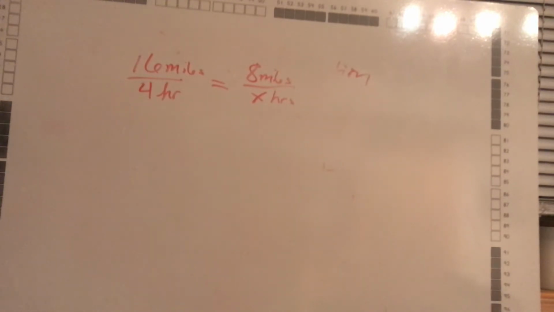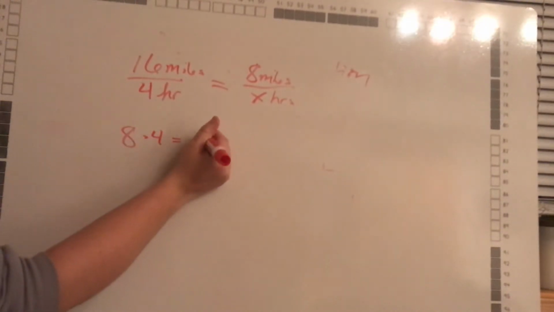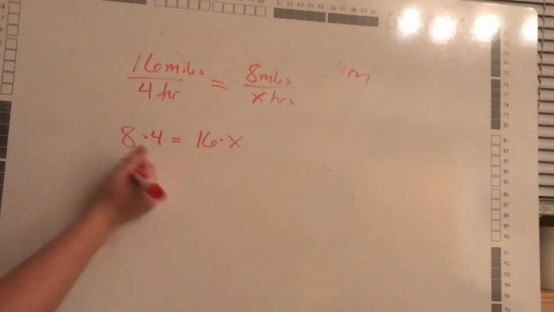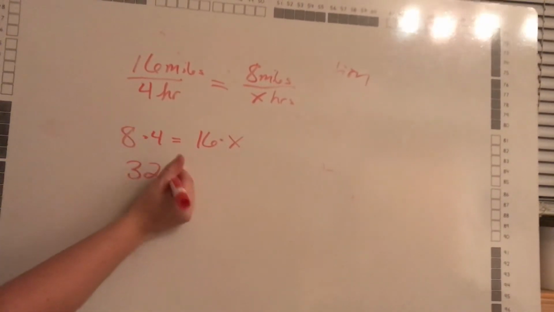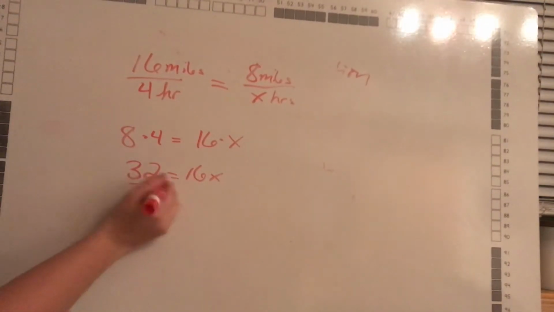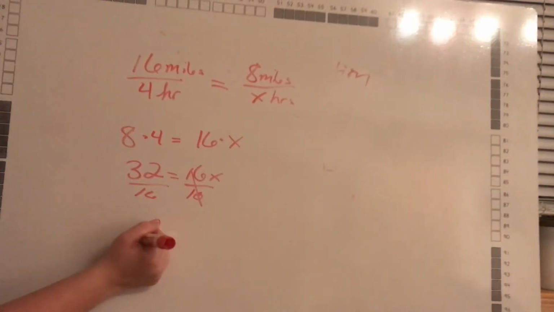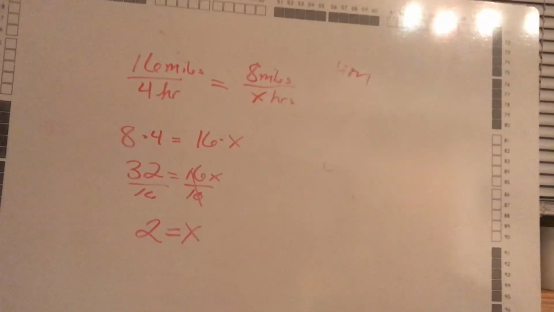So what we're going to do is multiply across here. So 8 times 4 is going to equal 16 times x. 8 times 4 we know is 32. 16 times x, and 32 divided by 16, that cancels out, and that's going to be 2. So x equals 2. So it took them 2 hours to go 8 miles.